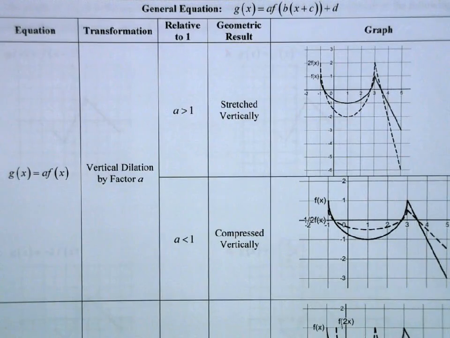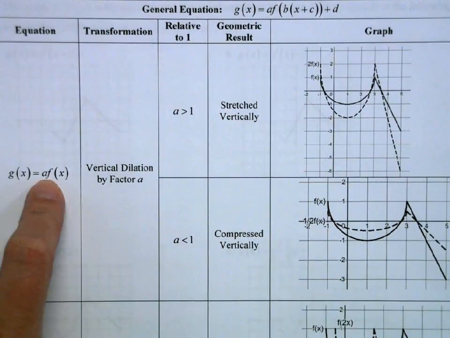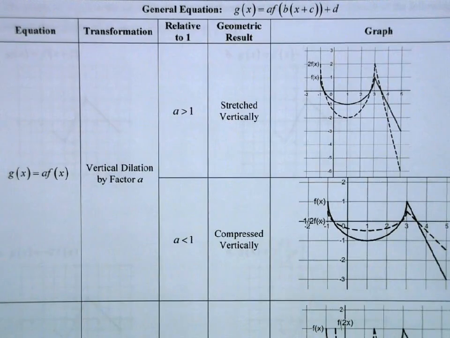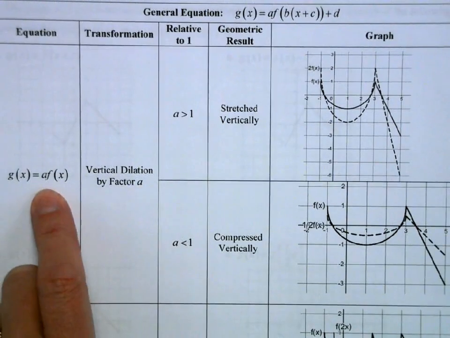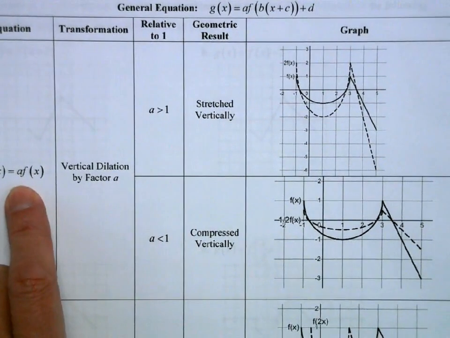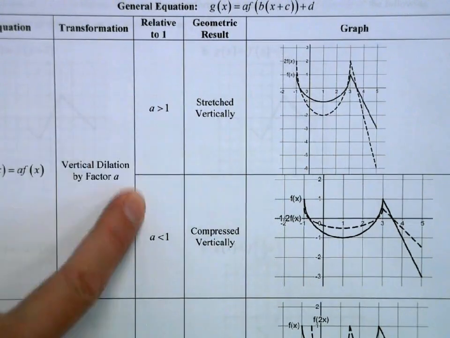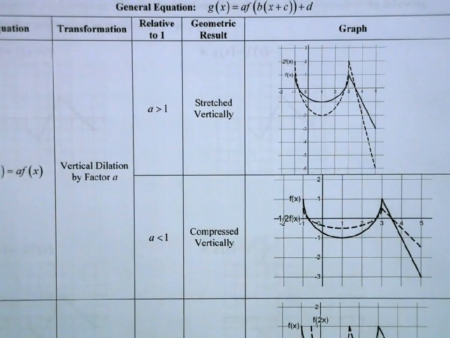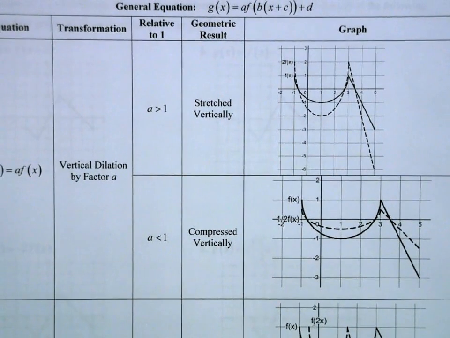Next, I have my multiplicative transformation. So this is when we're multiplying the function either on the outside or the inside. So if we're multiplying on the outside, just like if we're adding on the outside, we're affecting the graph vertically. So we're going to have a vertical dilation by a factor of a. Graphically, we're looking at two cases. Either that number is bigger than 1 or that number is really between 0 and 1. We'll talk about what happens if it's negative.